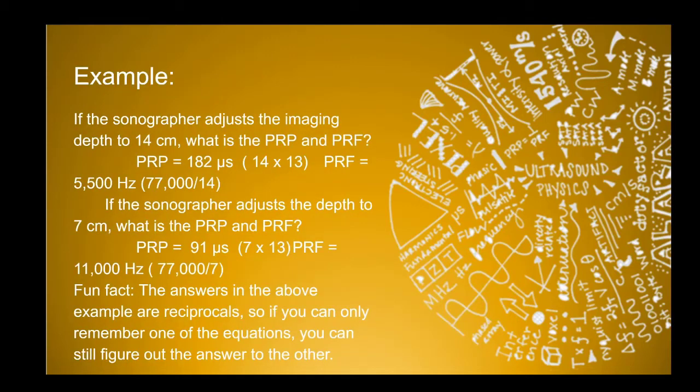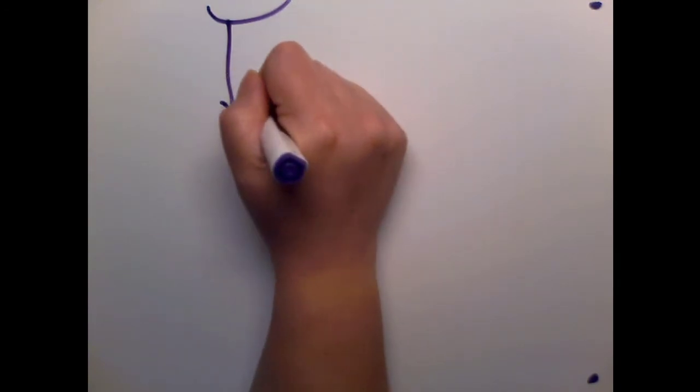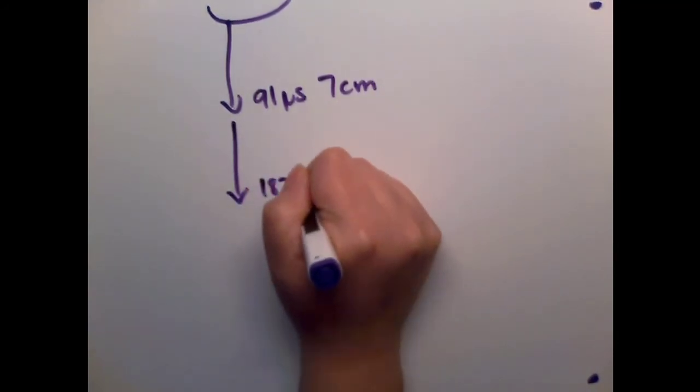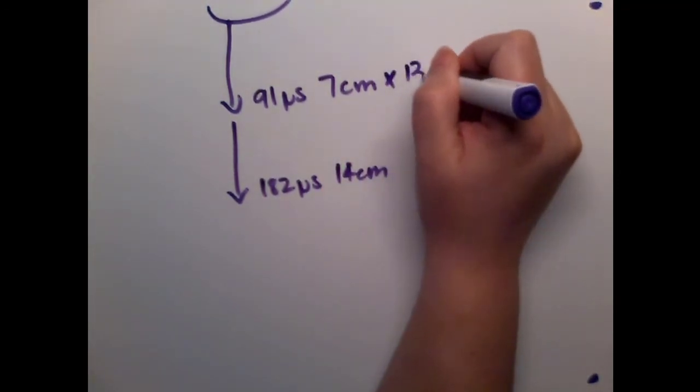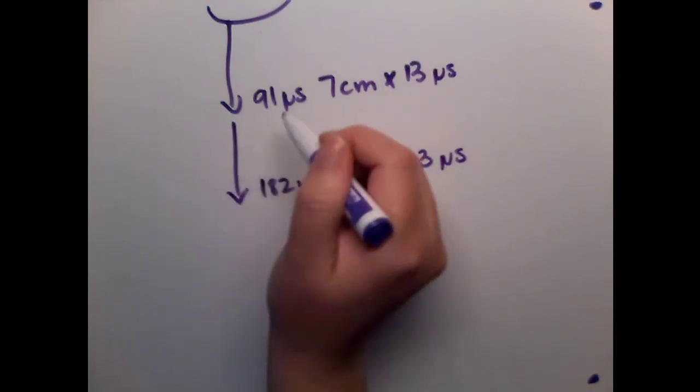Let's look at an example here. Our first question asks us, what is the PRP and the PRF if the imaging depth is set to 14 centimeters? The second one asks us, what is the PRP and PRF if the imaging depth is set to 7 centimeters? So let's go back to the whiteboard. And remember, we already figured out what PRP was based on these two numbers. We knew that it took 91 microseconds to travel to 7 centimeters, and it took 182 microseconds to travel to 14 centimeters. Remember, that was calculated by multiplying the depth times our 13 microseconds. So these are our PRPs.